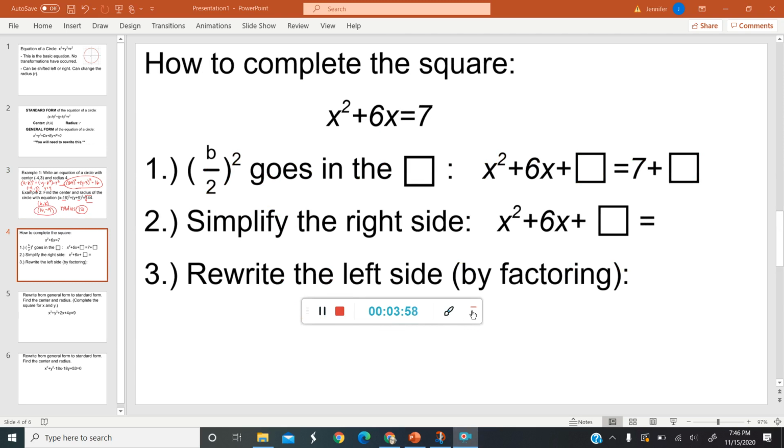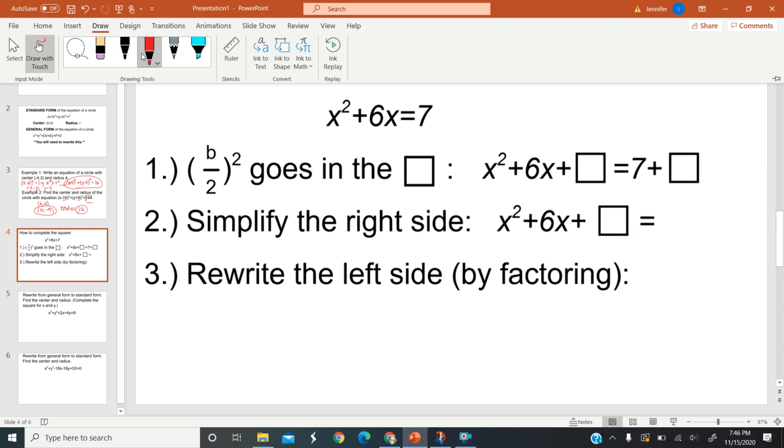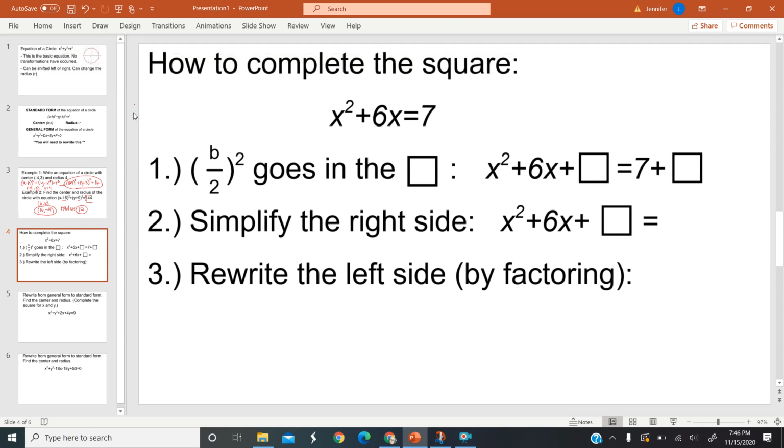Okay, so then taking a step away from circles for a second, we're going to talk about completing the square, because that's the process we're going to use to get from the general form back to the standard form so that we can find the center and radius.